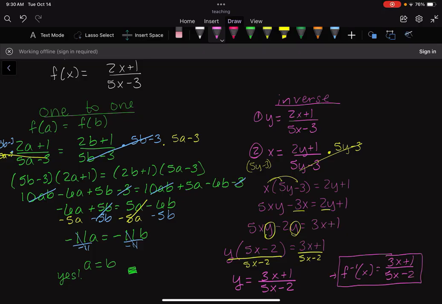Now this is probably the hardest it can get. You won't see any that are harder than this. But a lot of algebra going on there.